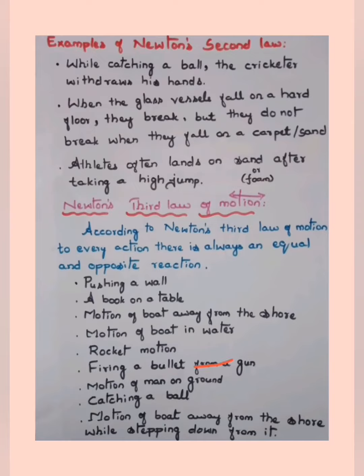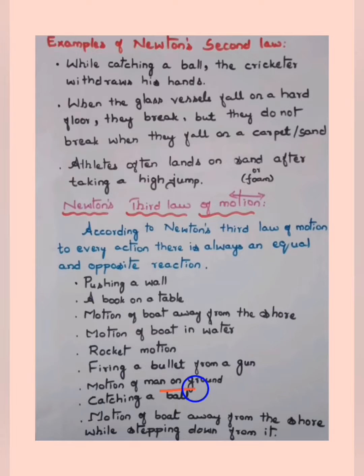Firing a bullet from the gun. So in this case, identify the action and reaction. When a man fires a bullet from the gun, the force F is exerted on the bullet, that is the action, and the gun recoils, that is the reaction in case of firing a bullet.